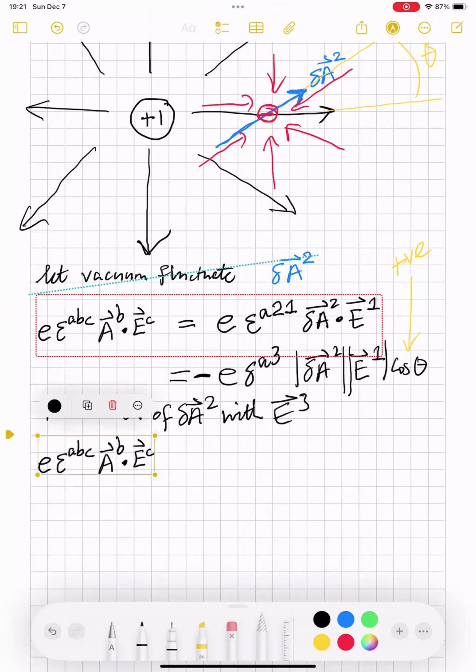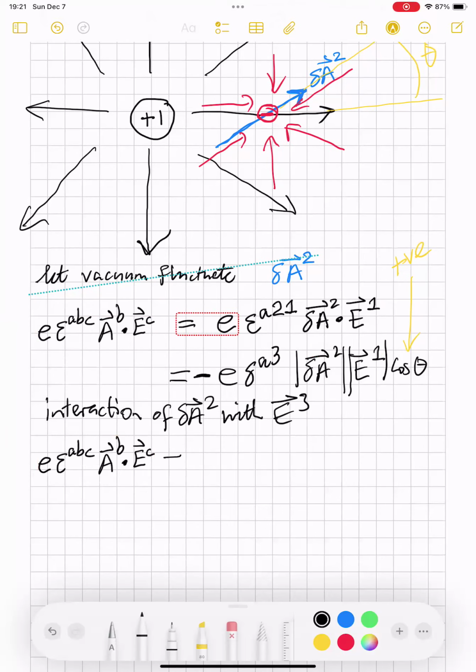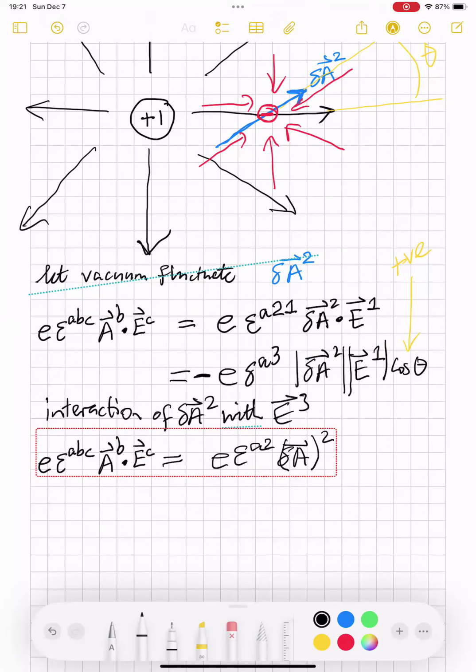Okay, so now let's start. This will be equal to, we'll again have an epsilon A, then we need to sum over the gauge potential. Well, the only gauge potential that's non-zero is delta A2. So we'll have an epsilon A2. And then we have got the electric field, so this is dotted into E. And now we're looking at the interaction with E3. So this will be an epsilon A23.